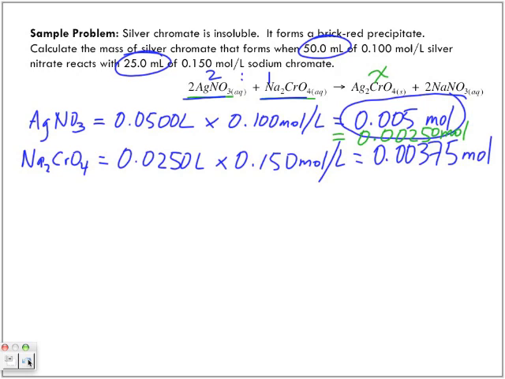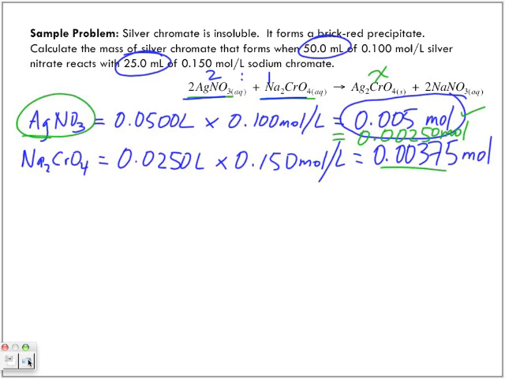So we know that the silver nitrate is the limiting reactant. Now, that's not the number we're going to use for the next step though. We're still using the first one because that's really the number of moles. We're trying to find the limiting reactant because otherwise we'd be using that value for the next part.